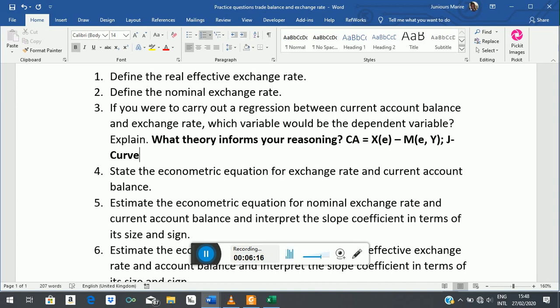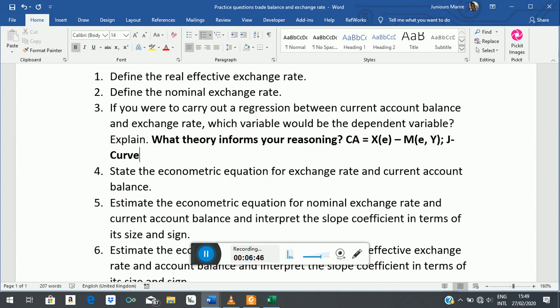Once you do that, the J-curve says the initial response of the current account to this devaluation of the exchange rate. Do you hear what I'm saying? What is responding is the current account. It is responding to the devaluation of the exchange rate, which means the exchange rate influences the behavior of the current account. Do you see what I'm saying?